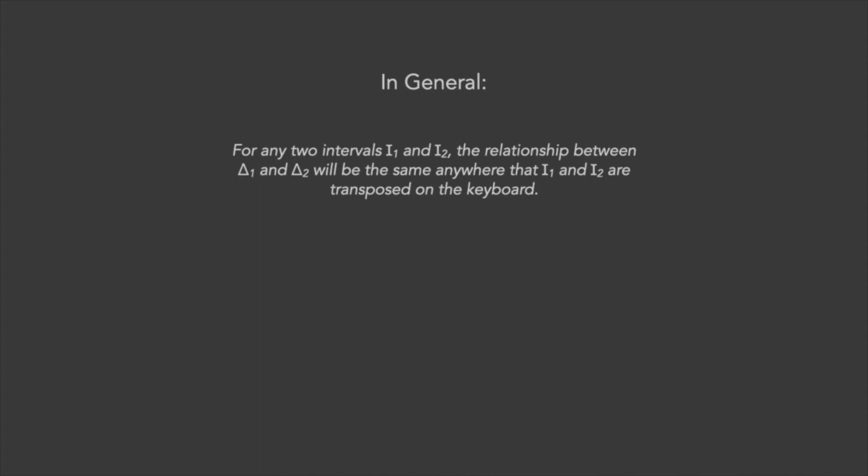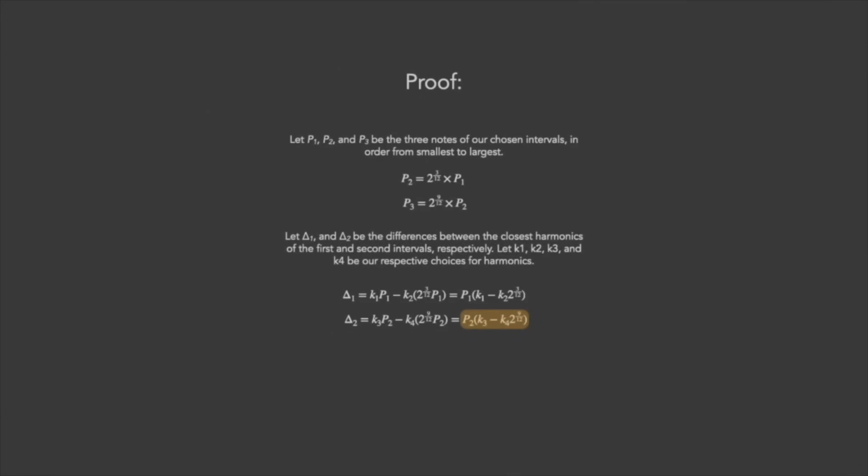With the exception of relationships between the fundamental frequencies, we can formally prove that any relationship we find between the beat rates of the overtones of any pair of intervals will be the same, no matter where the intervals are transposed. Understanding how we can prove this is not at all important, but if you are curious enough to work through it yourself, you can pause the video here and take a look.